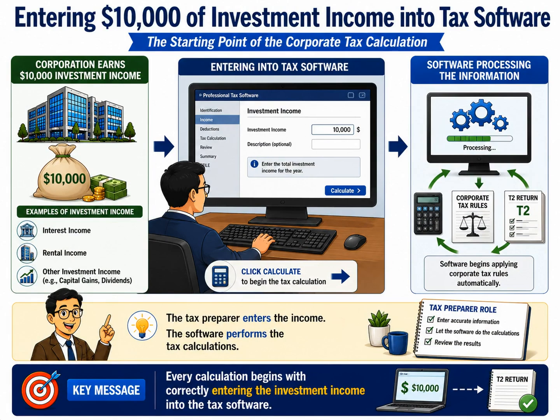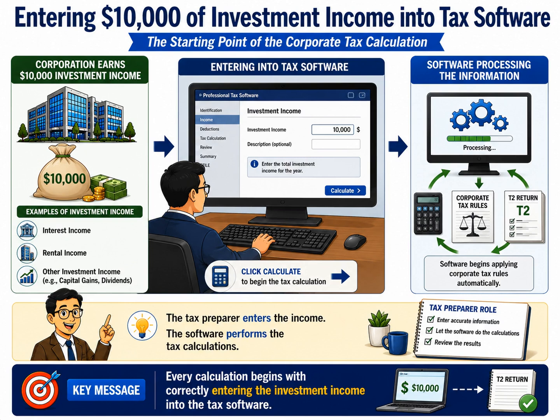Let's move from theory to practice by following a simple example using professional tax software. Suppose a corporation has earned $10,000 of investment income during the year. This income could be interest from a bank account, rental income from an investment property, or another type of passive investment income. The first step is not to calculate the tax manually.